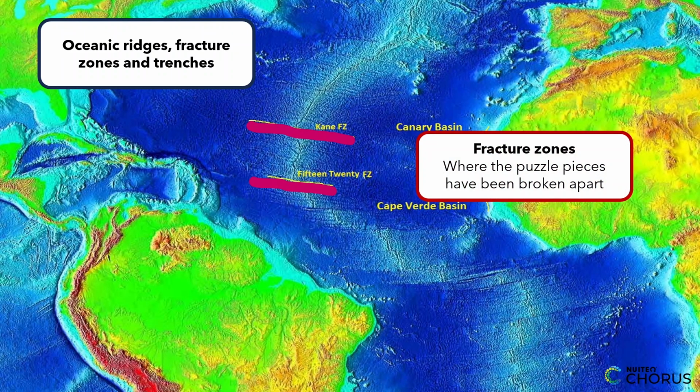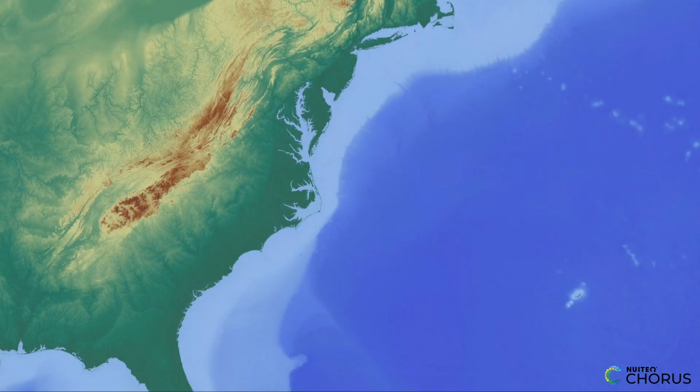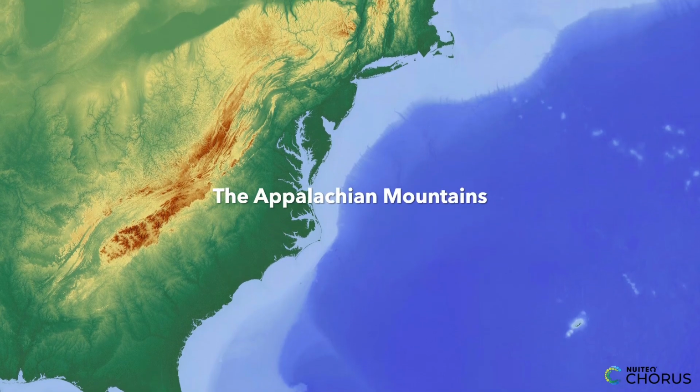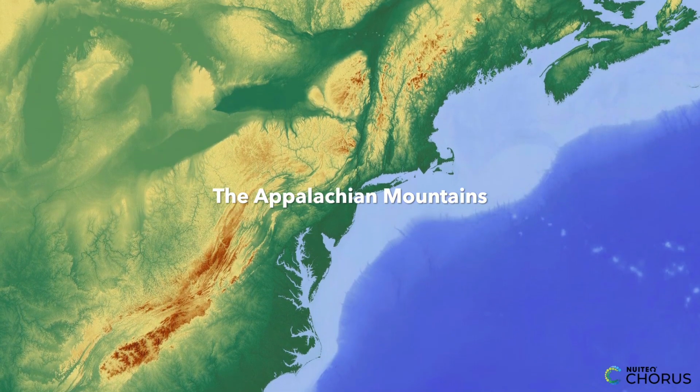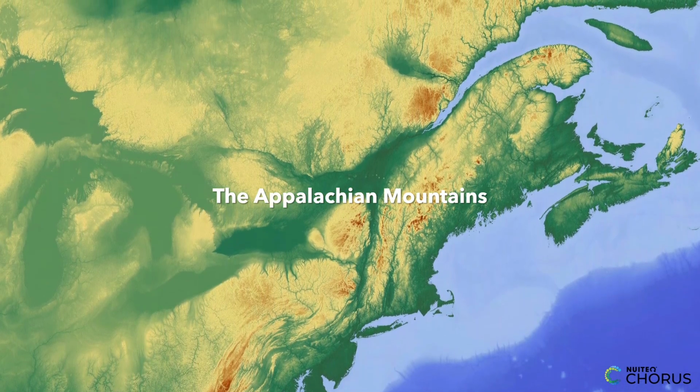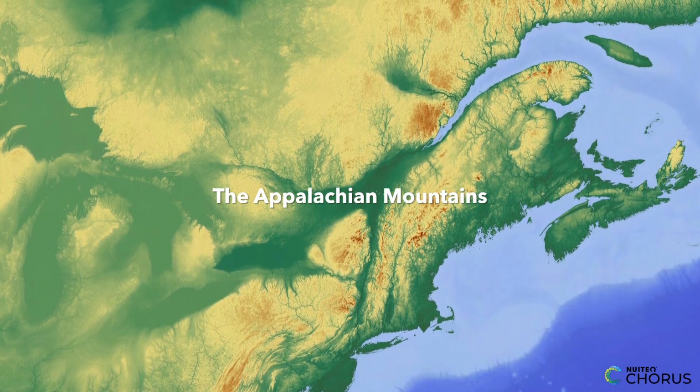An example of evidence of past plate motions is the formation of the Appalachian Mountains. The Appalachian Mountains are a chain of mountains that runs through the eastern United States and parts of Canada. These mountains were formed over a period of hundreds of millions of years, as a result of plate tectonics.